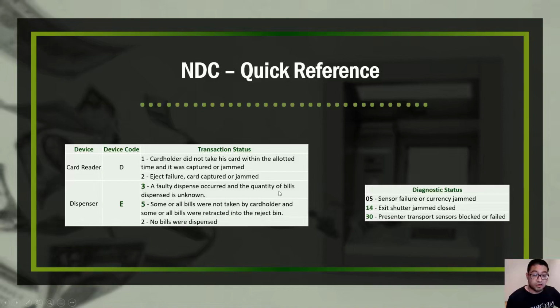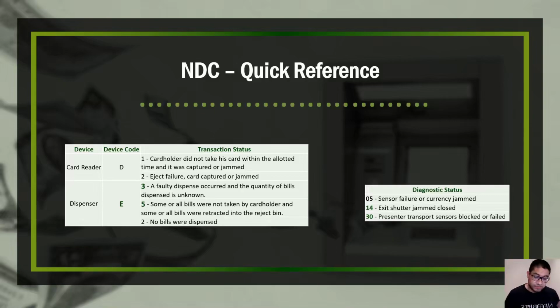That means that you will have to look for errors in the dispenser, with this quantity of bills dispensed is unknown, and that maybe the bills were not taken by the cardholder or were retracted to the reject bin. Nevertheless, in my experience and what I have seen, for example, in Latin America, is that we can also have an E2. The 2 says that no bills were dispensed. So the dispenser will say, hey, no bills were dispensed, but indeed the attacker had access to the notes.